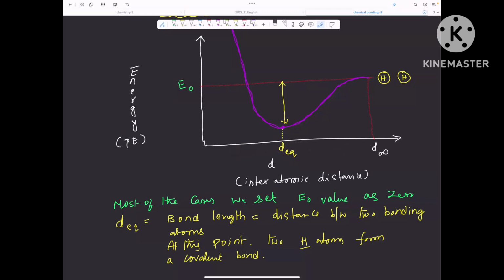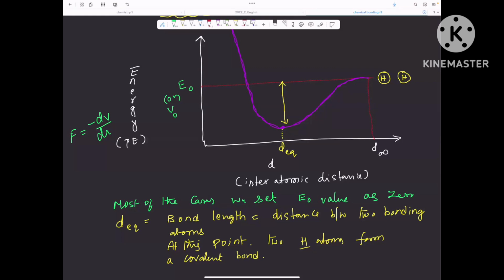Now here, I think you know the basic definition. Force is equal to minus dV by dr. Here V is the potential energy, or we may call it V naught. F is minus dV by dr, and dV by dr is a slope.